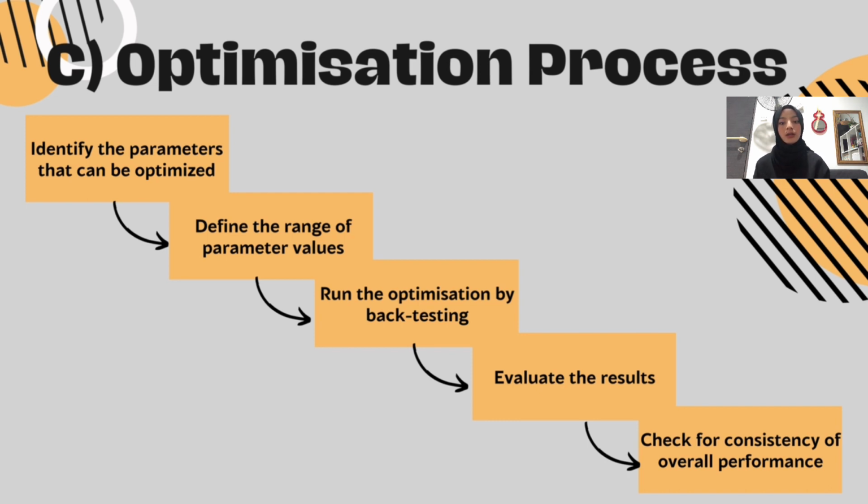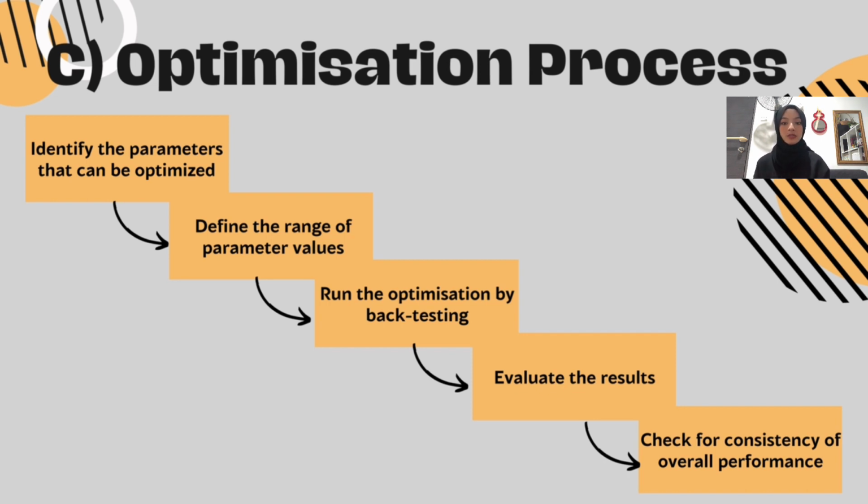And then we run the optimization. Use the backtesting function of the TradeStation platform to test the strategy with different combinations of parameter values. The optimization can be done using the grid search or the genetic algorithm methods. And then evaluate the results. Compare the performance of the strategy across different combinations of parameters. Look for the combination of parameter values that generates the highest net profits, highest number of profitable trades, and lowest drawdown.